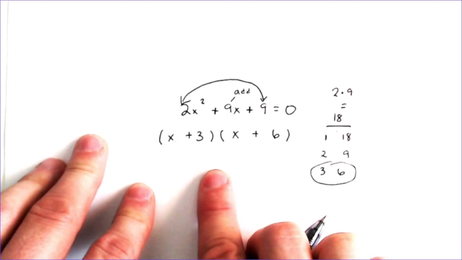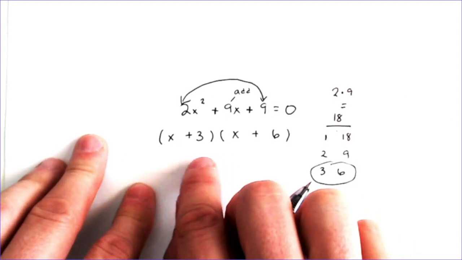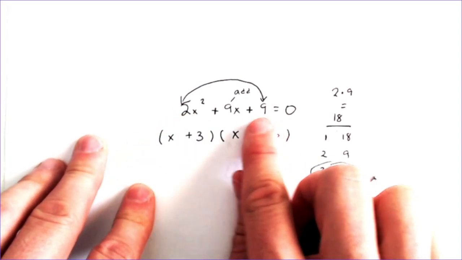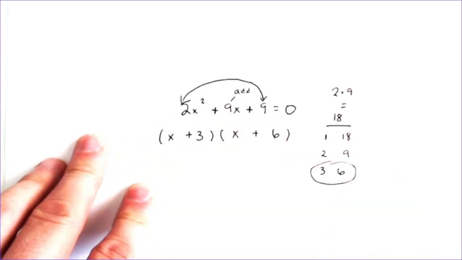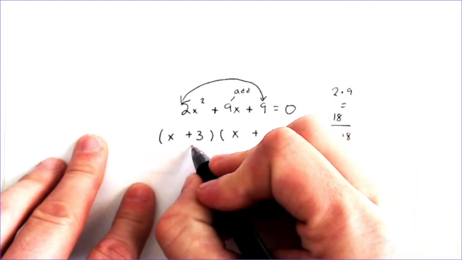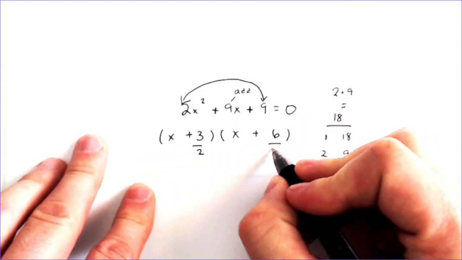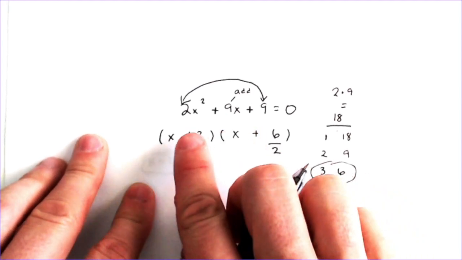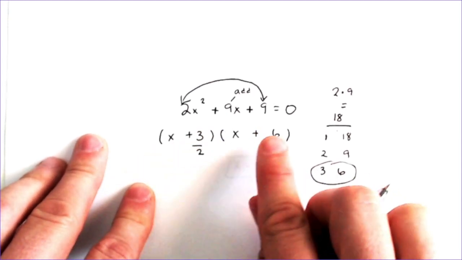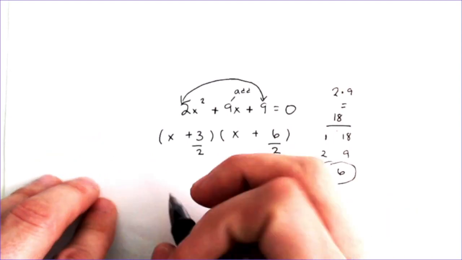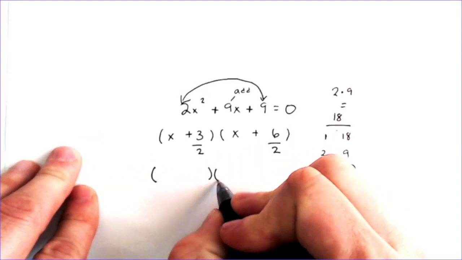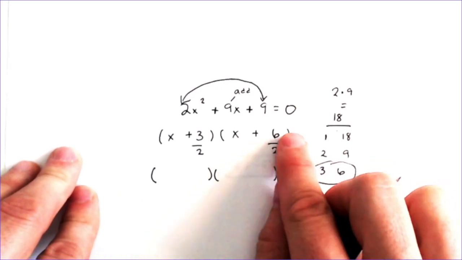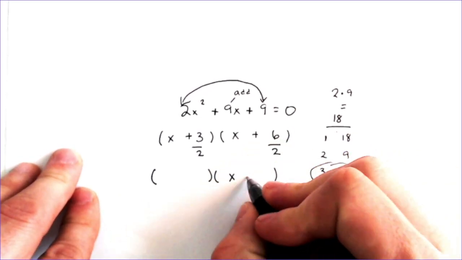Now, this is not done. Like the last problem, this was finished. Now it's not done because there is a 2 here, and we multiplied the 2 in the beginning. You have to balance that out by dividing both of these numbers by 2 right now. So we put the 3 divided by 2 and the 6 divided by 2. If it divides, great. 6 does divide by 2. You get 6 divided by 2, that's 3.